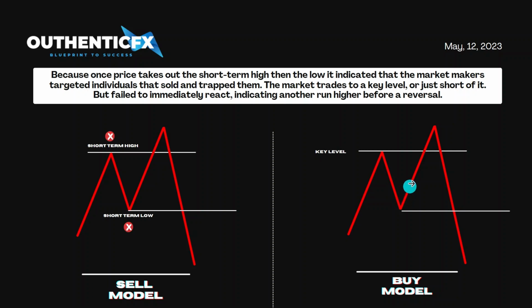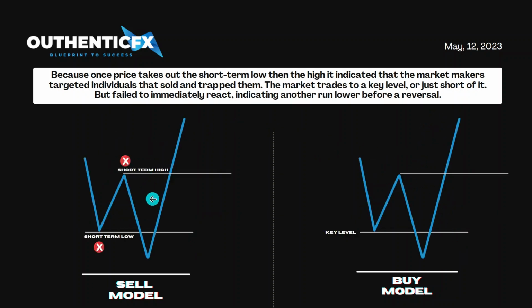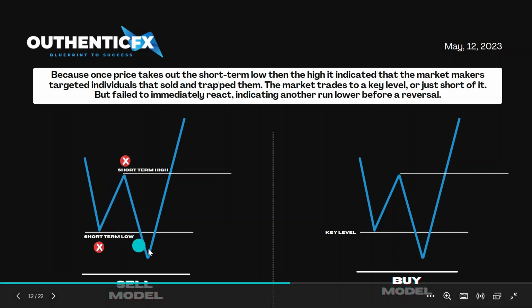Instead, it quickly ran higher before it reversed, right? In terms of a buy model, we can clearly see that price was selling off, right? We were selling off to the downside. Price got into the zone, right? And then from there took out the short-term highs, and then from there repriced itself higher, guys.